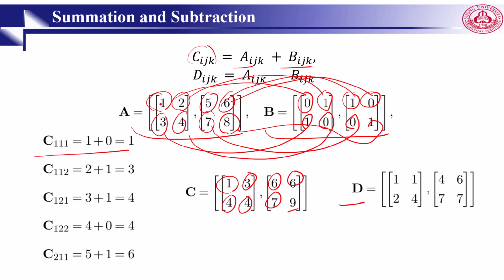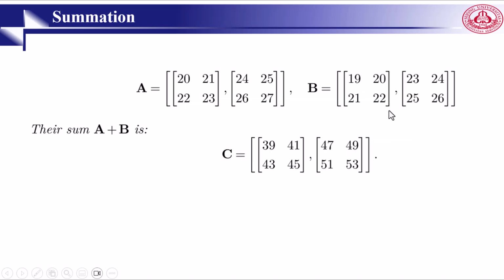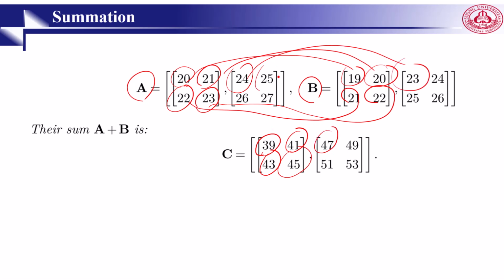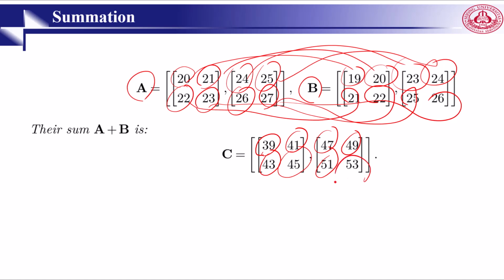Then we can do the same thing for subtraction, D. You can see here 1 minus 0 is 1, 2 minus 1 is 1, 3 minus 1 is 2, 4 minus 0 is 4, 5 minus 1 is 4, 6 minus 0 is 6, 7 minus 0 is 7, 8 minus 1 is 7, right? Element-wise addition and subtraction. This is another example for A plus B. We have two tensors, then again 20 plus 19 is 39, 21 plus 20 is 41, 22 plus 21 is 43, 23 plus 22 is 45, 24 plus 23 is 47, 25 plus 24 is 49, 26 plus 25 is 51. So we can easily do the summation.